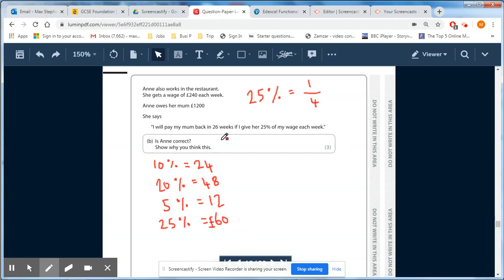So she thinks if she pays her mum £60 a week for 26 weeks, she would have paid back the whole sum. So if we say 60 multiplied by 26 is going to give us £1,560. So will she pay her mum back in 26 weeks if she gives her 25% of her wage each week? We're going to say no.